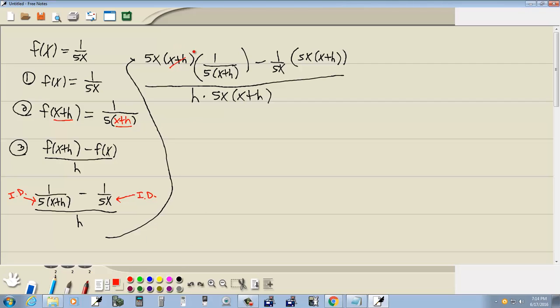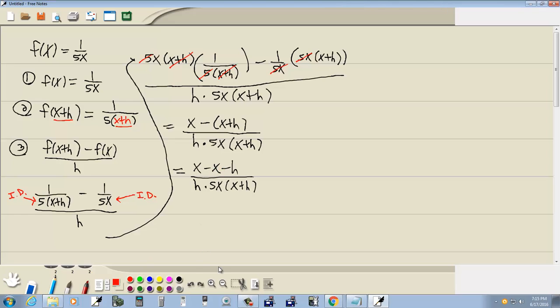Okay. The x plus h and x plus h cancels here. The 5 here and the 5 cancel. This 5x cancels that 5x. So we're left with, what are we left with? X times 1, x, minus, and then inside of parentheses, x plus h. Now you don't actually multiply this through on the bottom, because you're hoping that that h will just cancel away. Well, up on top, a negative in front of your parentheses flips the sign of everything, so that becomes a negative x minus h over h times 5x times x plus h.